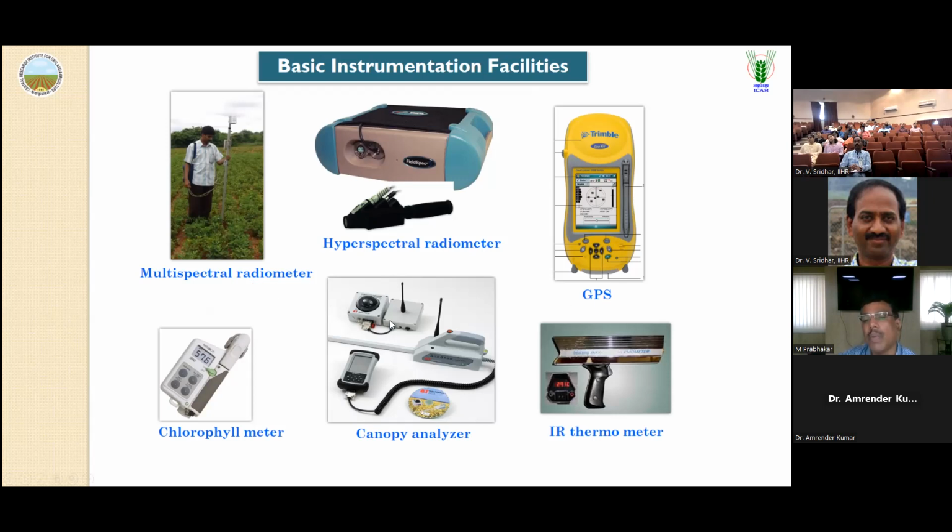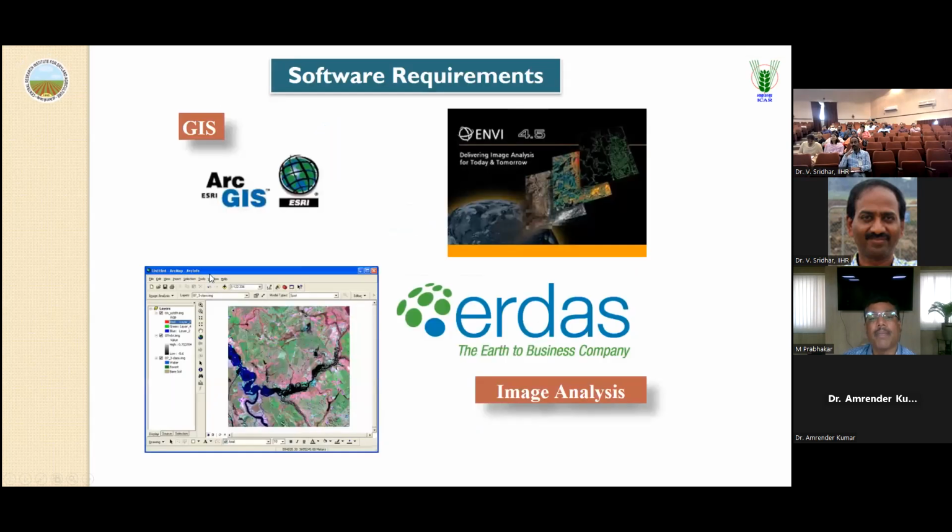This is essential equipment. GPS is also essential, but nowadays your phones are also GPS enabled. If you can use phones for acquiring the GPS data, it's fine. Then chlorophyll meter, SPAD meter, costs around 2 lakh rupees. Canopy analyzer, if you have it, it's very good. It costs some 5 to 8 lakhs. Infrared thermometer, without that also, if you have, fine. Otherwise, with these two, chlorophyll meter, canopy analyzer, GPS, and then a radiometer, we can start the laboratory.